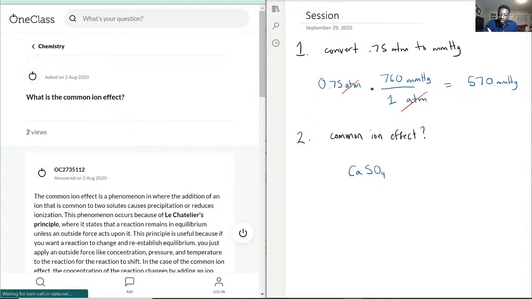I believe that's what it is. And some of it dissociates to form the calcium and the sulfate. So, this is what we have. Most of it would be solid because calcium sulfate, if I remember correctly, isn't too soluble. But this is what we'll be getting.